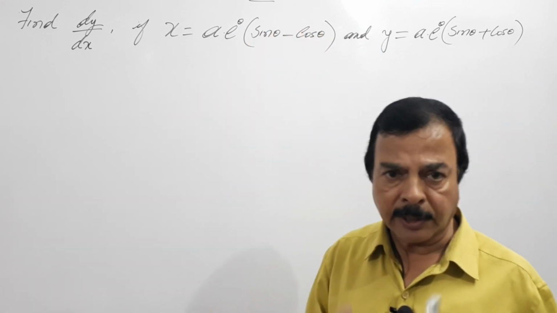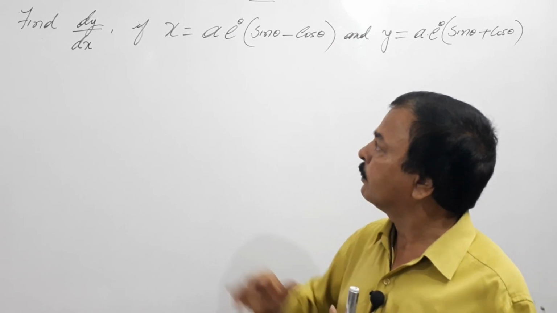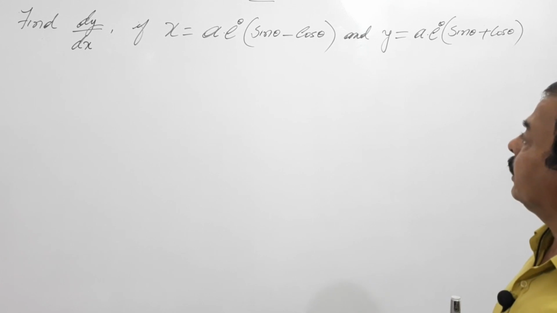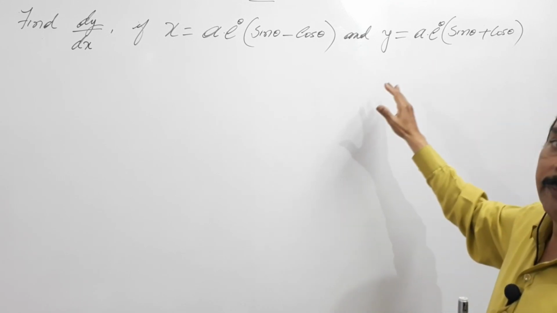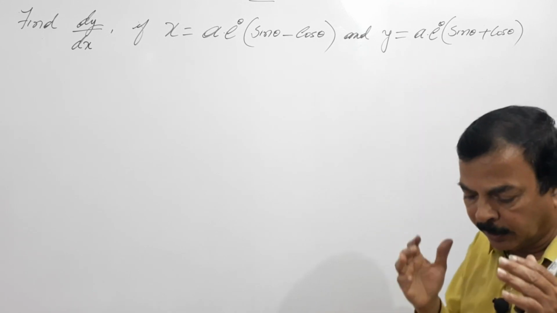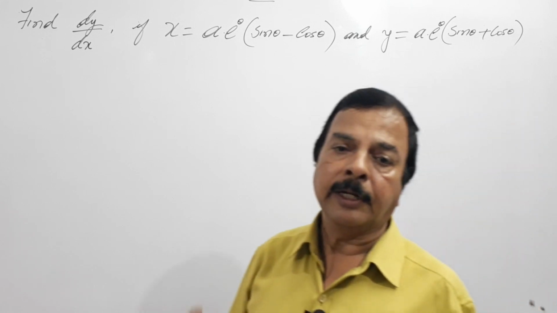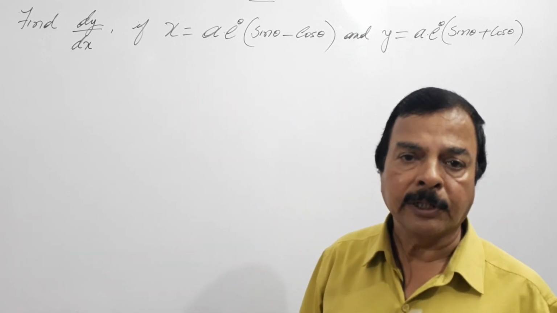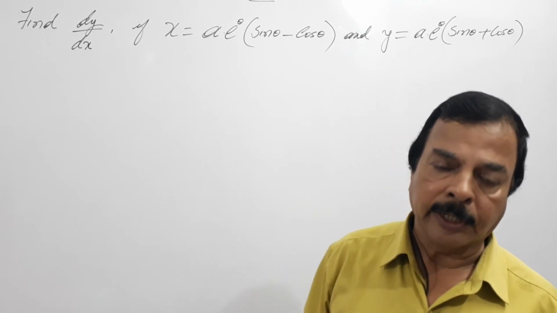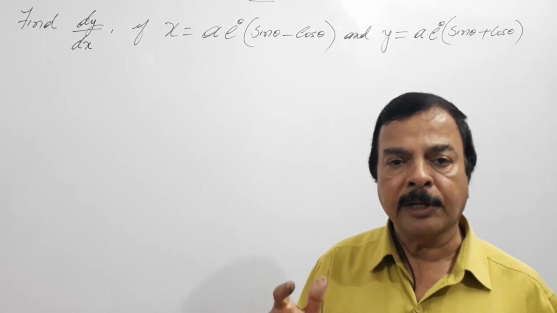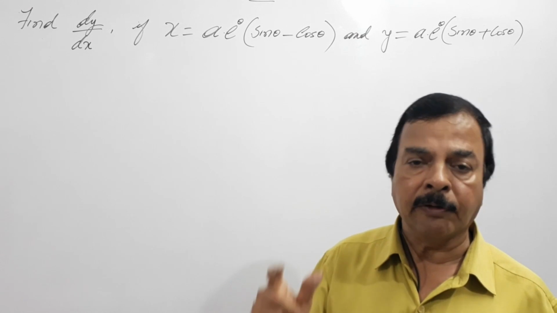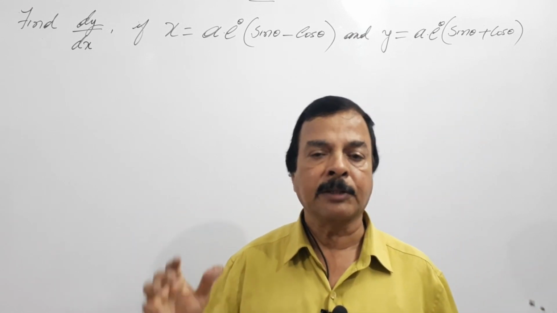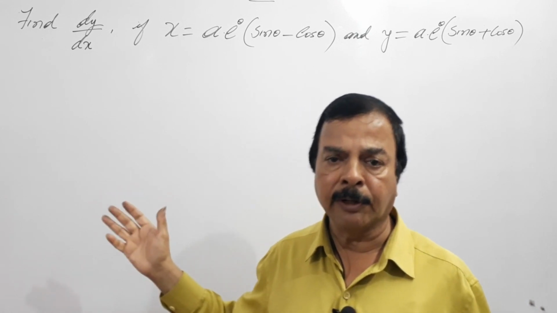So what you have to do is, I'll give the procedure. First differentiate x with respect to theta, and later differentiate y with respect to theta. Once you get dx by d theta and dy by d theta, you have to find dy by dx using chain rule. That is, dy by dx equals dy by d theta divided by dx by d theta. I'll teach you all those things while doing the problem.